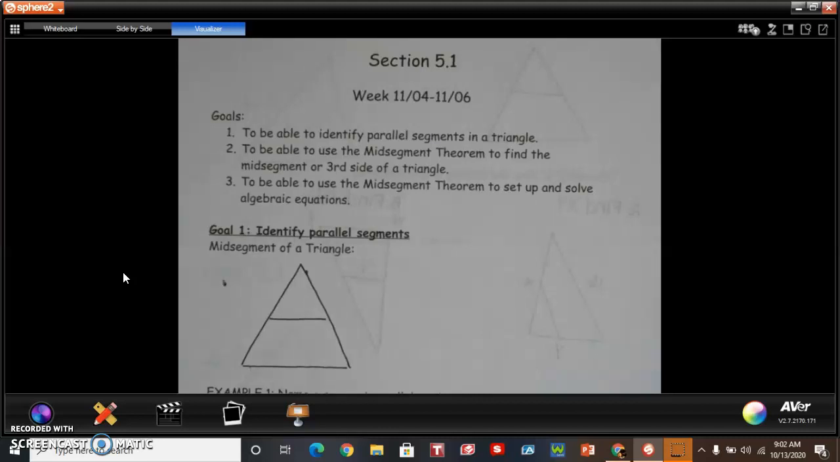We have 3 goals today: to be able to identify parallel segments in a triangle, to be able to use the midsegment theorem to find the missing midsegment or third side of a triangle, and to be able to use the midsegment theorem to set up and solve algebraic equations.